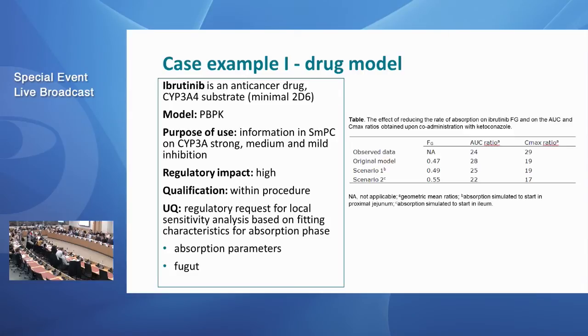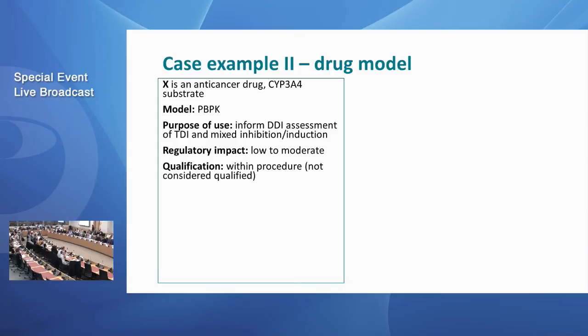The next example is still an anti-cancer drug, CYP3A4 substrate, PBPK model. And the purpose of use was to inform the assessment of drug interactions of a more complex interaction with time-dependent inhibition and mixed inhibition and induction. The regulatory impact was perceived as low to moderate. This was really not to be used in the SmPC or to extrapolate, but it was submitted to support. The qualification was presented within the procedure, but this was not considered qualified for that purpose, though there was still value in having it in to understand.